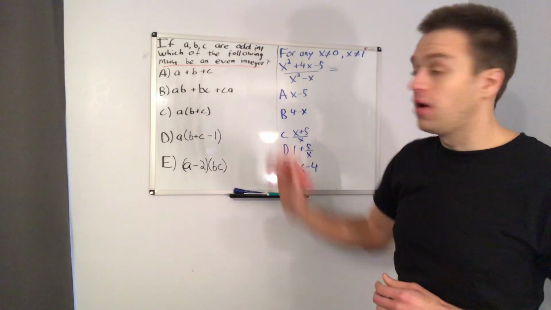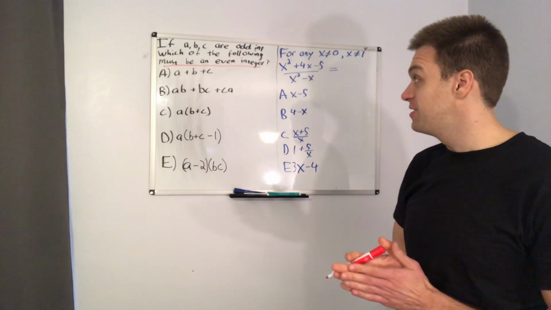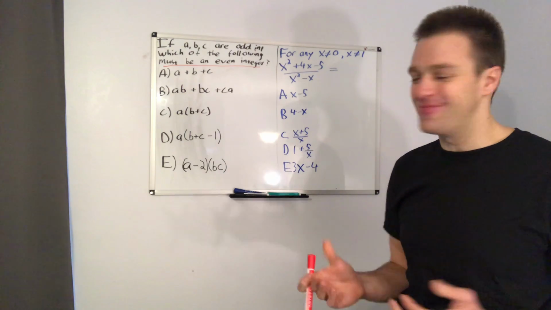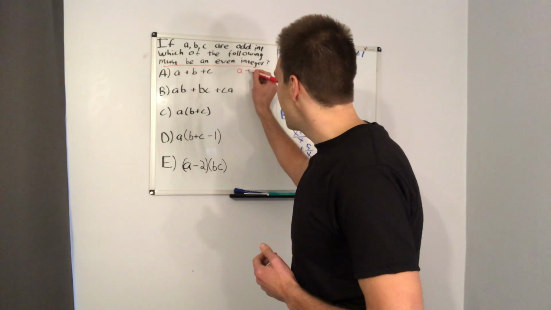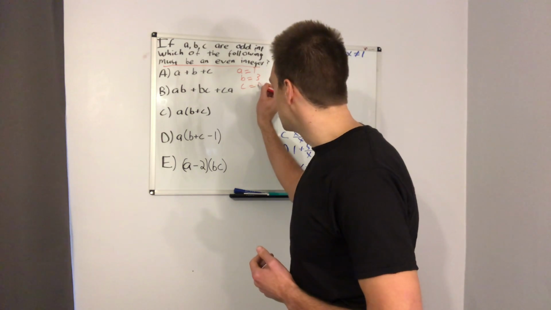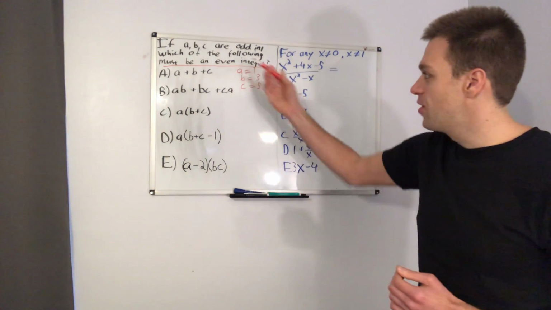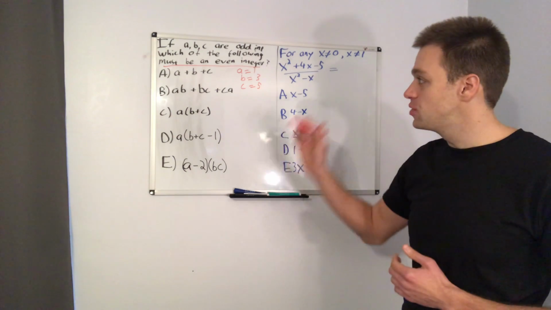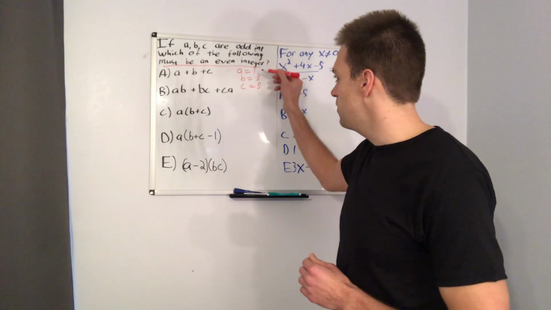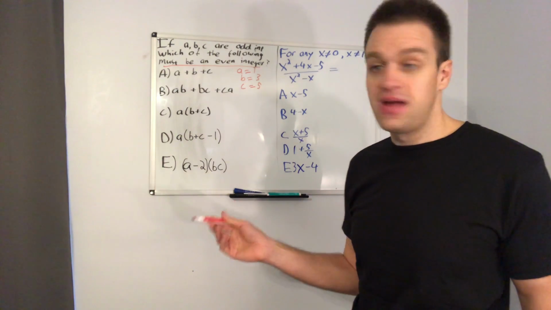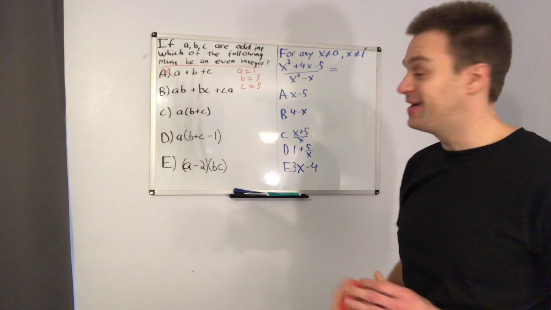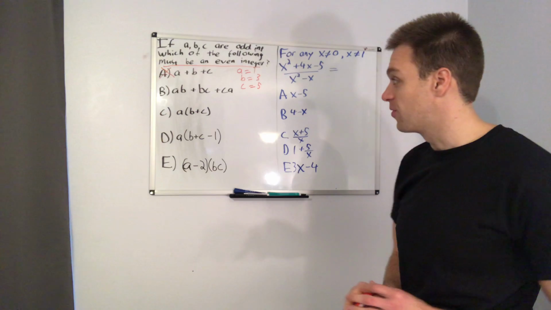So a, b, and c are all odd integers, so we just need to pick odd integers for a, b, and c. I always recommend picking the easiest one, so usually that means the smallest one. So we're going to say a equals 1, b equals 3, and c equals 5. Let's go ahead and go through our answer choices. Again, we're looking to eliminate incorrect answer choices. For A, a plus b plus c: 1 plus 3 plus 5 is 9. That is odd, so A does not must be an even integer, so we know that A is incorrect.